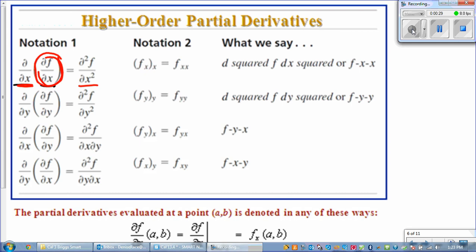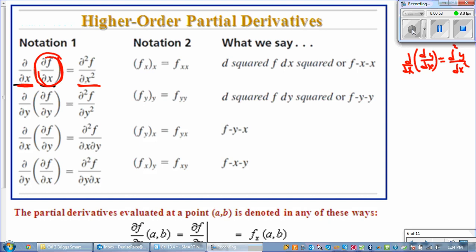Very similar to when we were doing just derivatives. The derivative of a derivative with respect to x was just the second derivative of y with respect to x. So similar notation here.